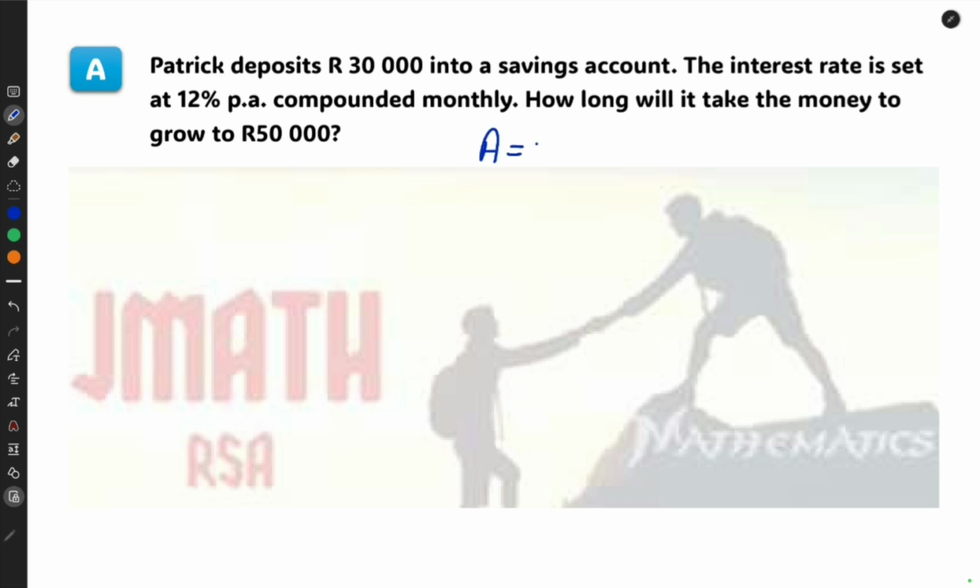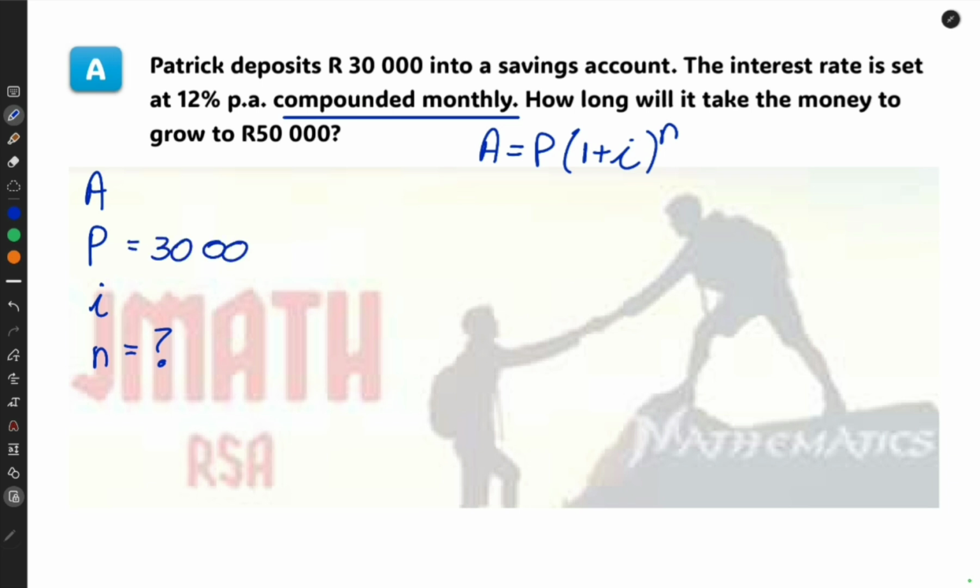So A equals P(1 + i)^n, because they told me it's compounded monthly. Okay, so what is A, what is P, what is i, and what is n? So I know I need to work out what n is. They told me this story starts with 30,000, so that would be P, the principal amount. Then the story ends with 50,000, so A, and that stands for the accrued amount, or I always say, after interest. Okay, so now I can see i is 12%.